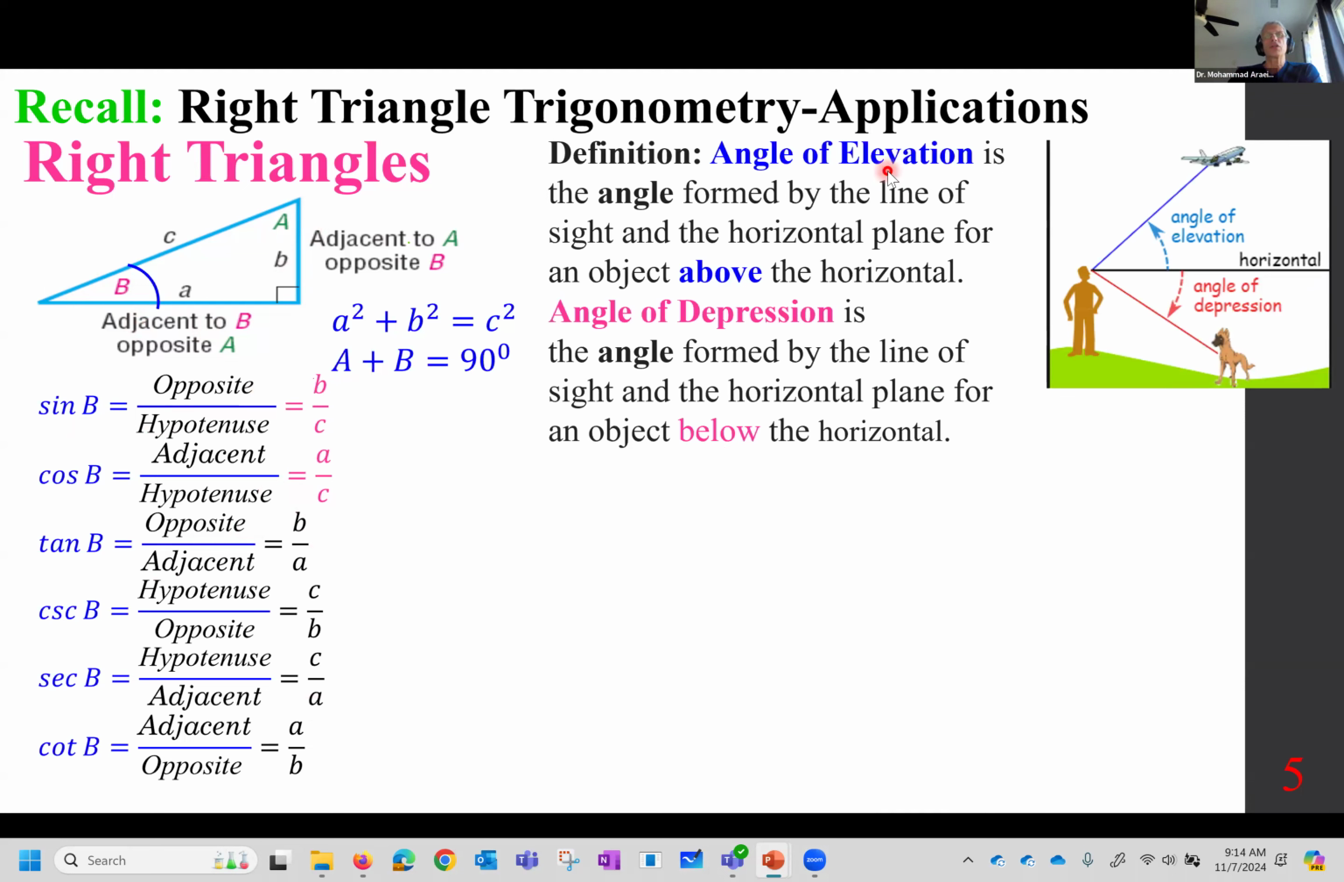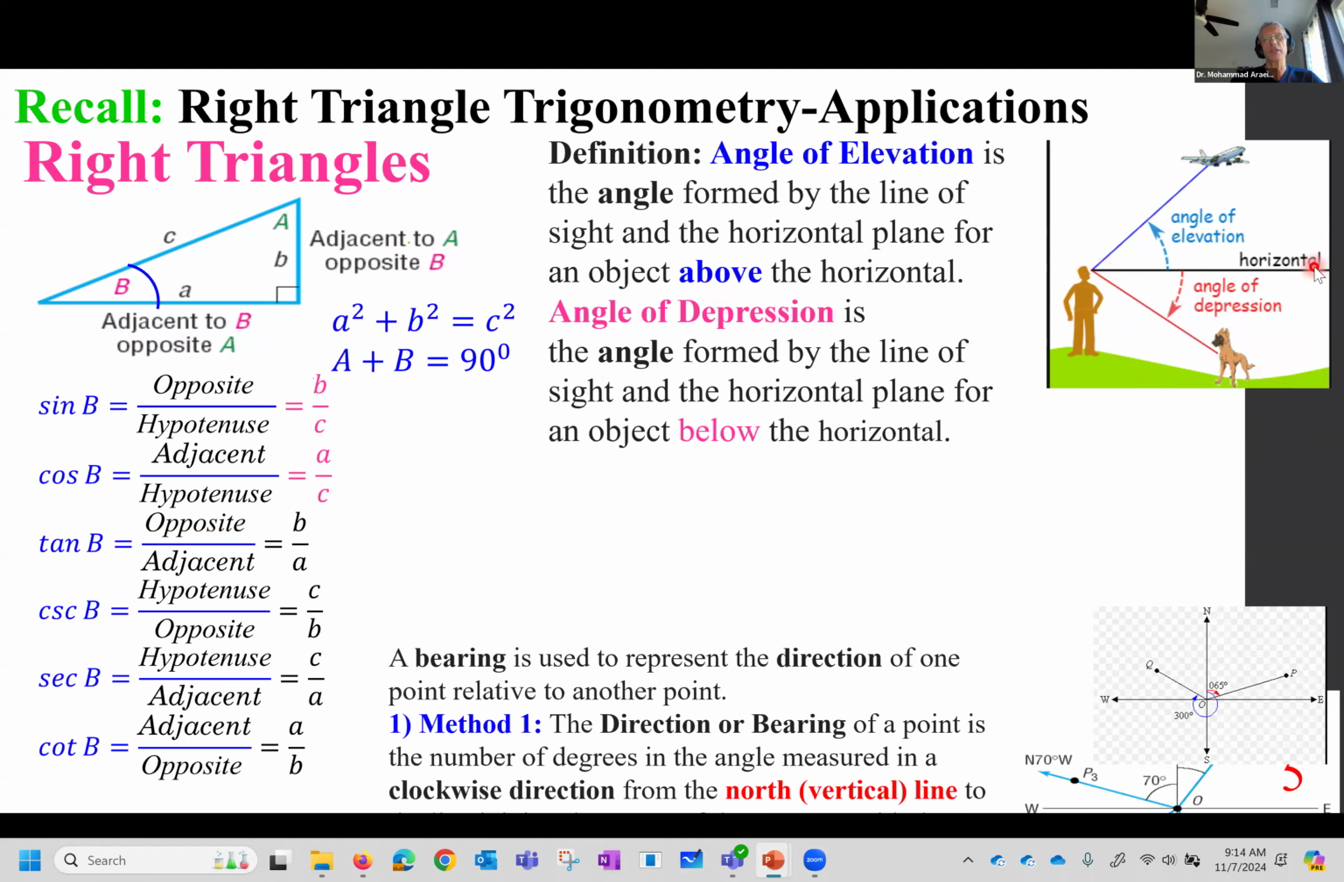Definition. Angle of elevation is the angle formed by the line of sight and the horizontal plane for an object above the horizontal. So basically, you look up, this angle is the angle of elevation. Angle of depression is the angle formed by the line of sight and the horizontal plane for an object below the horizontal. When you look down, this angle is the angle of depression. So you compare it to the horizontal line or plane.